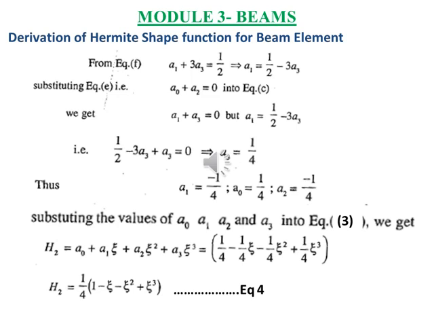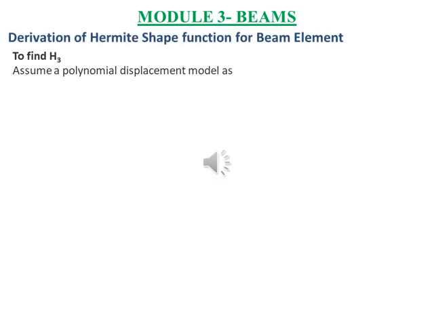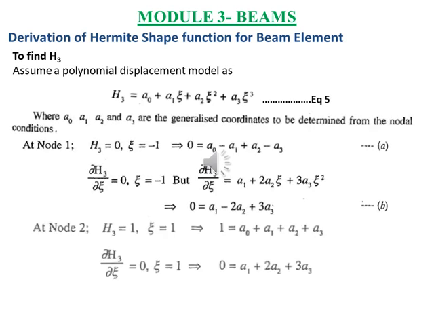Similarly, next we have to find out the shape function for h3. So we will repeat this exercise once again, wherein we will calculate the shape function h3. So to find out the Hermite shape function h3, let us assume a polynomial displacement model wherein h3 is equal to A0 plus A1 neta plus A2 neta square plus A3 neta cube. So let this be equation number 5. Now A0, A1, A2 and A3 are the generalized coordinates and are required to be determined from the nodal conditions.